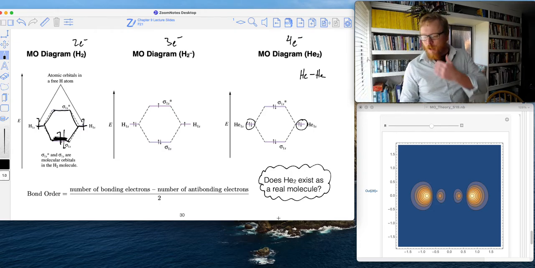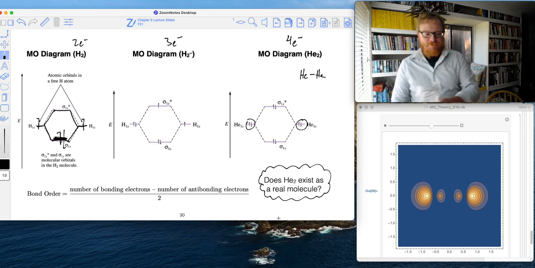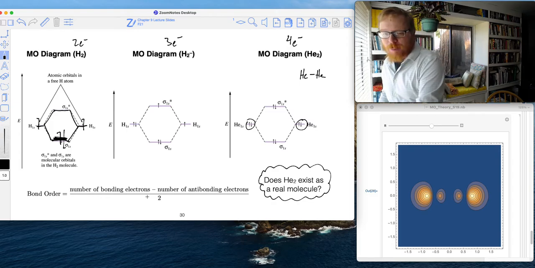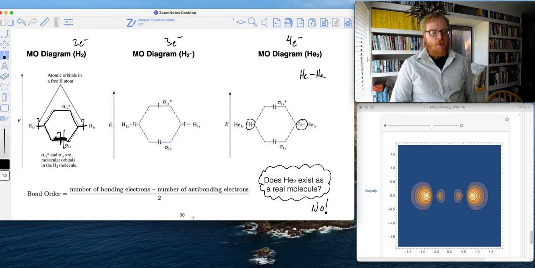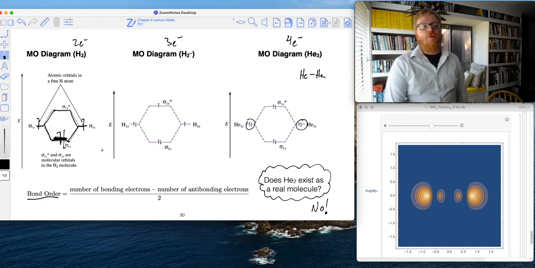So I'll pause for a moment and let you think about that and notice this equation here. Okay, so if you said no, then you are correct. Why? Well, we have this thing called bond order. Don't think too heavily about that. That just means, is it a single bond? Is it a double bond? Is it a triple bond? Etcetera. We can calculate that from this MO diagram.